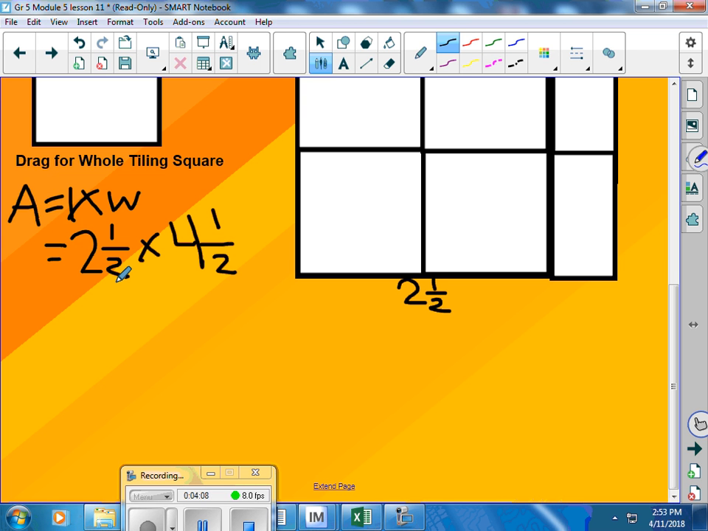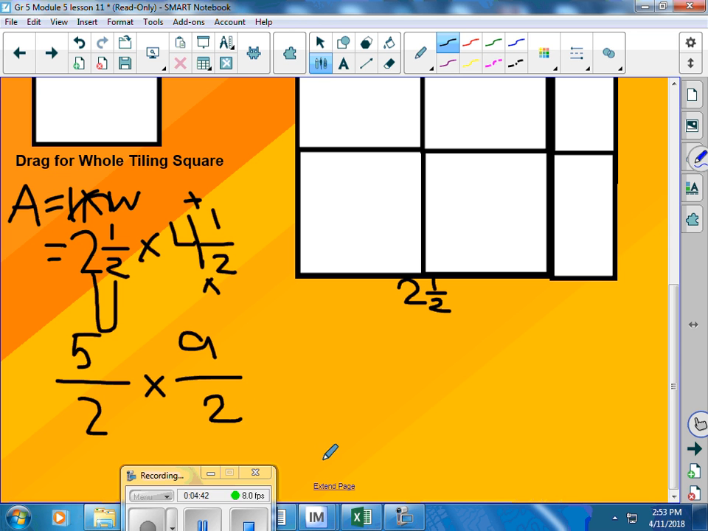So this is where my paperclip comes in. All right, so I have 2 times 2, which is 4. And then I have to add that 1, which gives me 5. And my denominator stays the same. And then here, I have 4 times 2 equals 8, plus 1 equals 9. So that is a trick, but let me show you why that trick works.